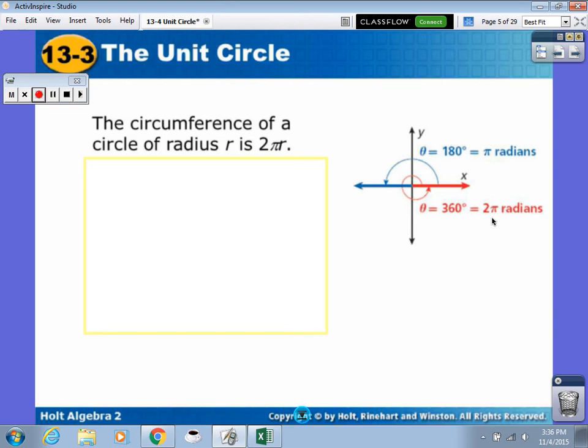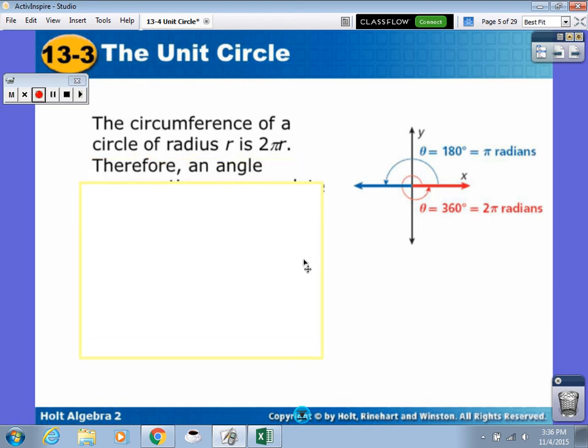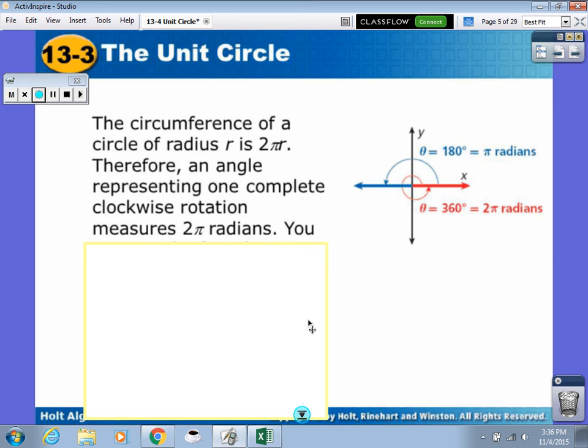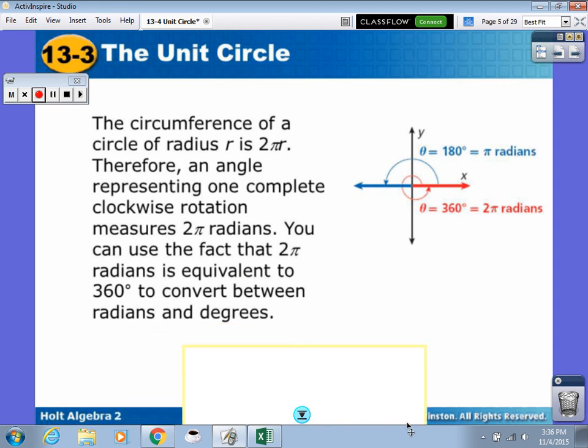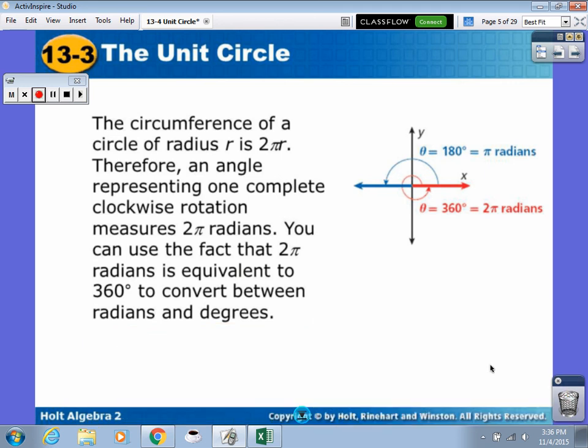So what we're establishing here is our conversion factor. When we're looking at 180 degrees, that's equal to pi radians. 360 is 2 pi radians. So when we take an angle representing one complete clockwise rotation, we have the 2 pi radians. We can use that when we're converting between degrees and radians.